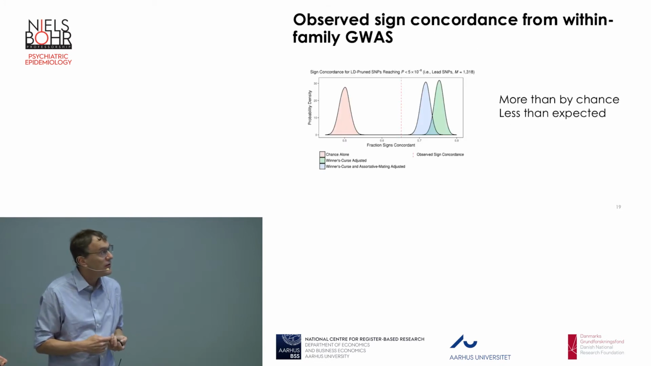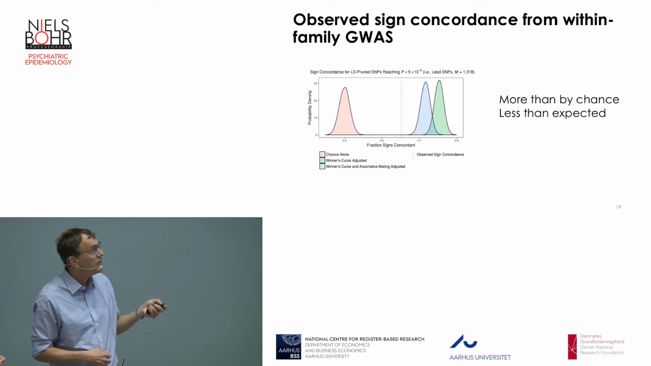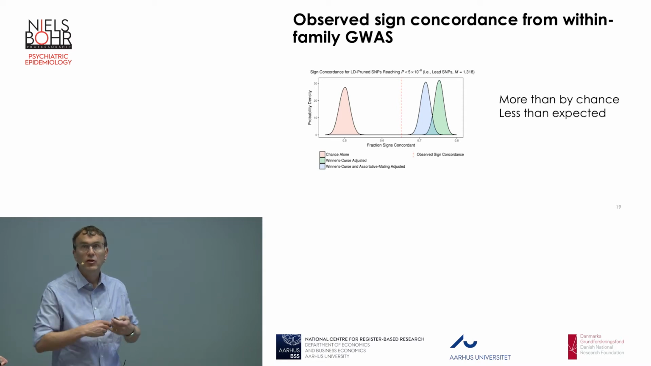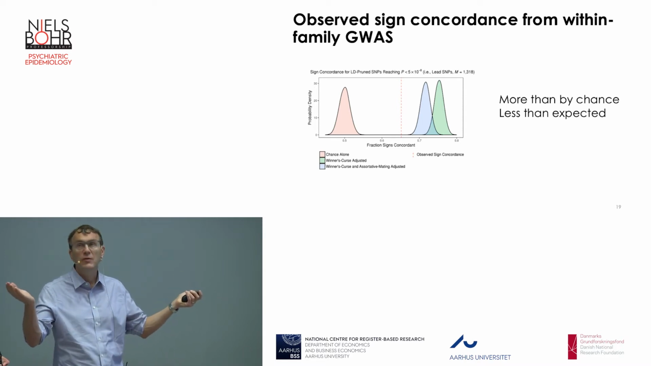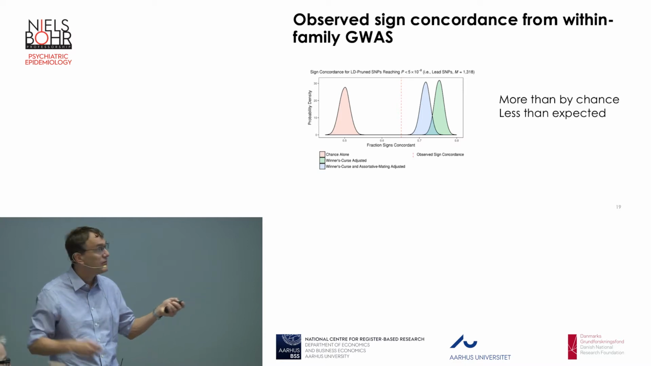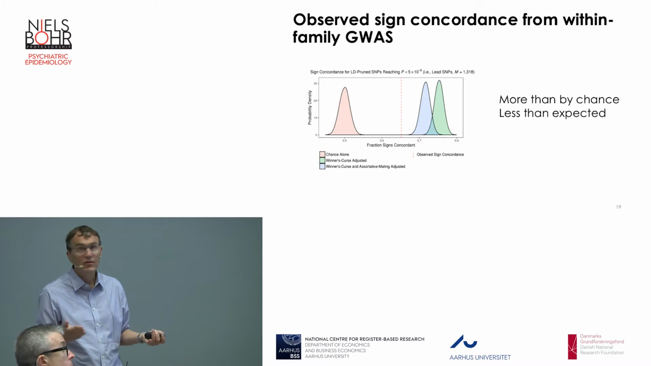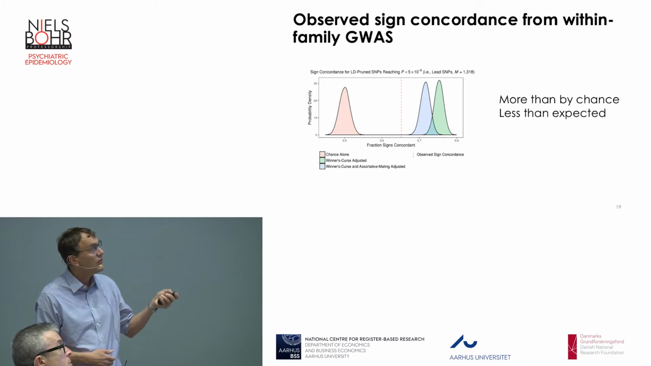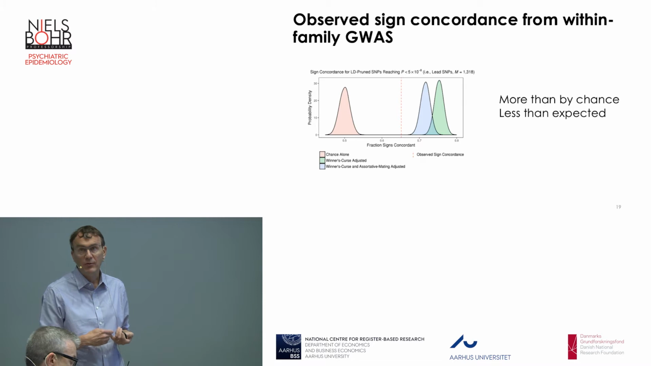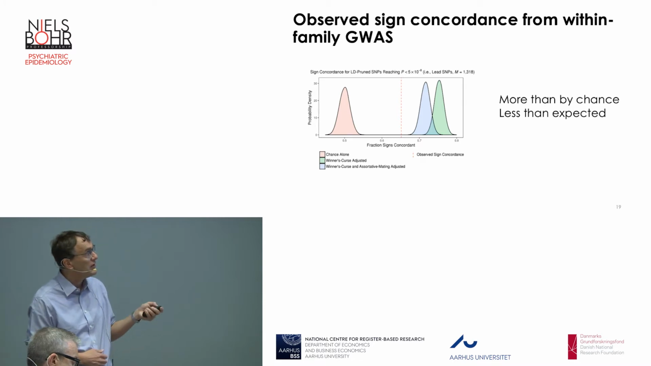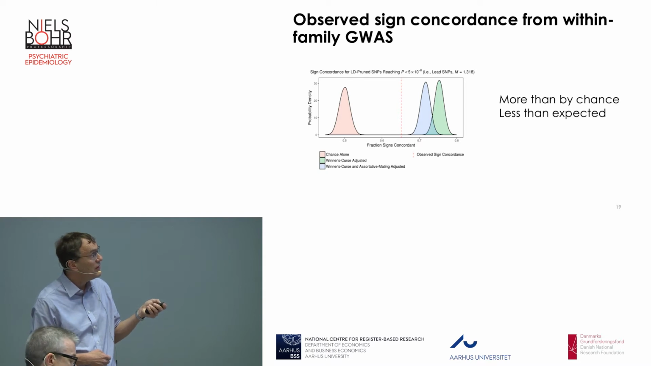So here are the results of the sign concordance. What I have on the left here is what you expect under the null hypothesis that all the population-based genome-wide significant loci are false positives. Then clearly you're getting an average of 50% sign concordance, but you get this distribution around it which depends on the sample size of your within family study. And as you can see, just by chance you could get 0.5 something or other.